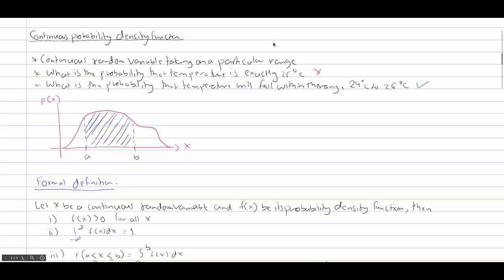A probability density function, PDF, is a mathematical function that tells how likely it is for a continuous random variable to take on a particular range of values. But here's the catch. For continuous data, we don't talk about probabilities at specific points. Like, what is the probability that the temperature is exactly 25 degrees centigrade? Because the answer is always 0. Instead, we ask what is the probability that the temperature falls within a range, like between 24 and 26 degrees centigrade. That's where the PDF comes in.